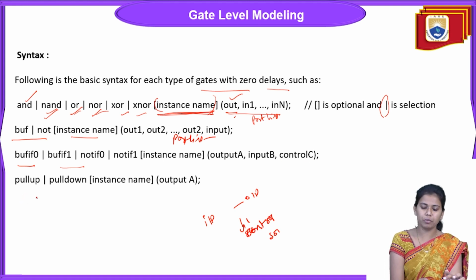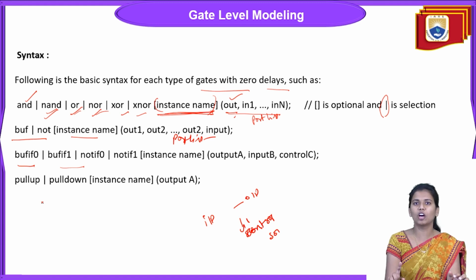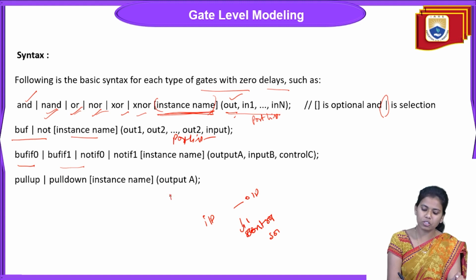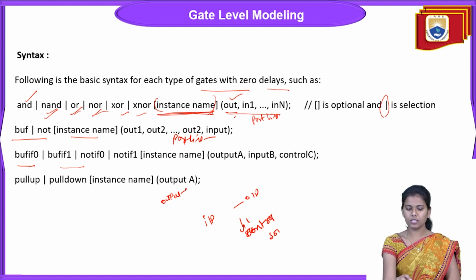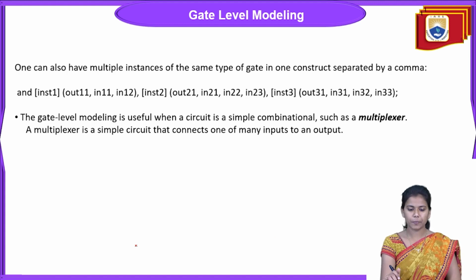And coming to the pull-up and pull-down, instance name, output. Why? Because here there is only a single output. There is a possibility of only one single output, so that's the reason in the port list we are mentioning only outputs. So this is about the syntax.